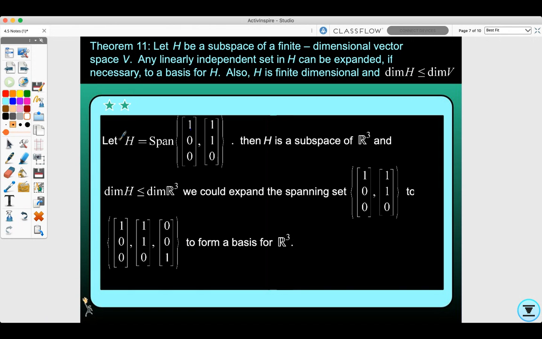So to show that, we can let H equal this span here. Then H is a subspace of R3, and the dimension of H is less than or equal to the dimension of R3. We could expand the span set (1, 0, 0), (1, 1, 0) with (0, 0, 1) to form a basis for R3.